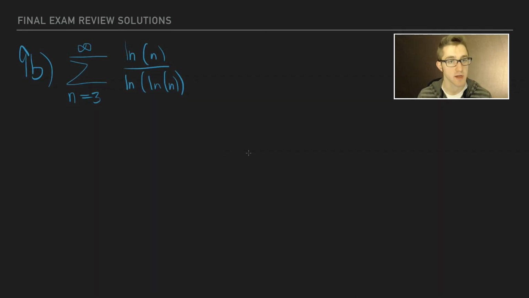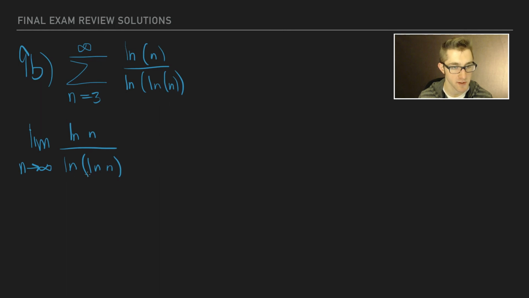For 9b, we're looking at the sum of the natural log of n divided by the natural log of the natural log of n. Before you try to think of a complicated test to do, we should always check whether the limit of the nth term is 0. So we're looking at the limit as n goes to infinity of the natural log of n over ln n. As n goes to infinity, ln n goes to infinity, and so the bottom will go to infinity as well, meaning we have a limit that we can use L'Hopital's rule on.